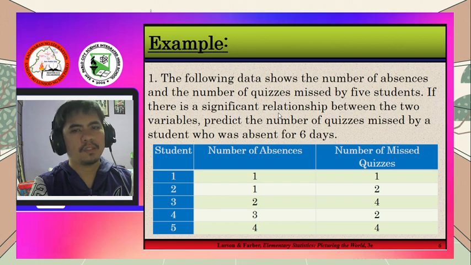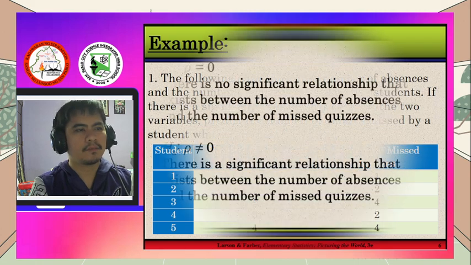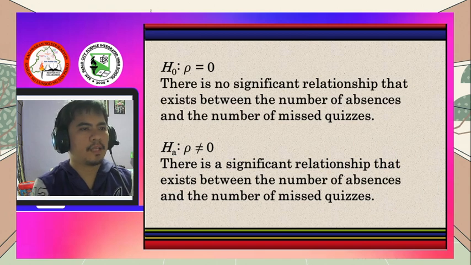Let us first formulate the null and alternative hypotheses. For the null hypothesis, there is no significant relationship between the number of absences and the number of missed quizzes. For the alternative hypothesis, there is a significant relationship between the number of absences and the number of missed quizzes.